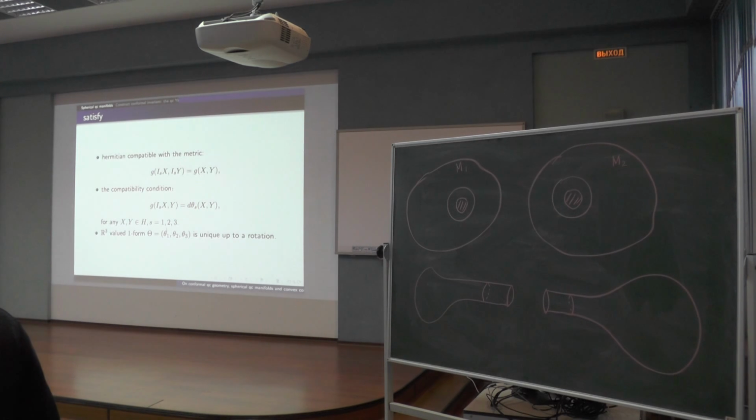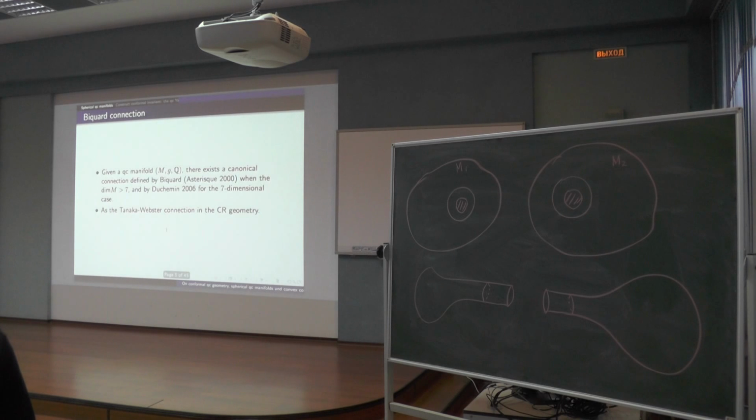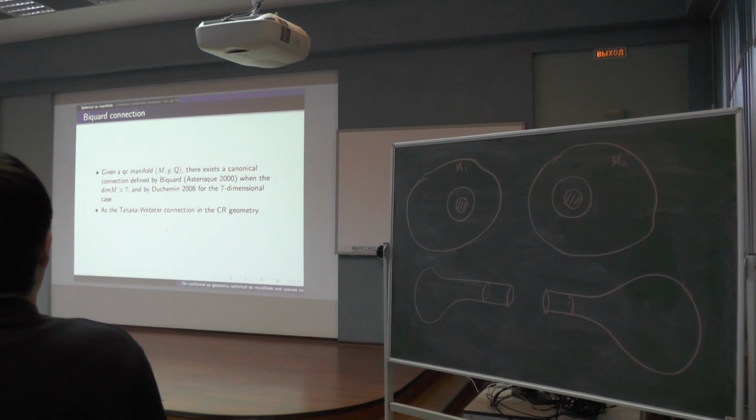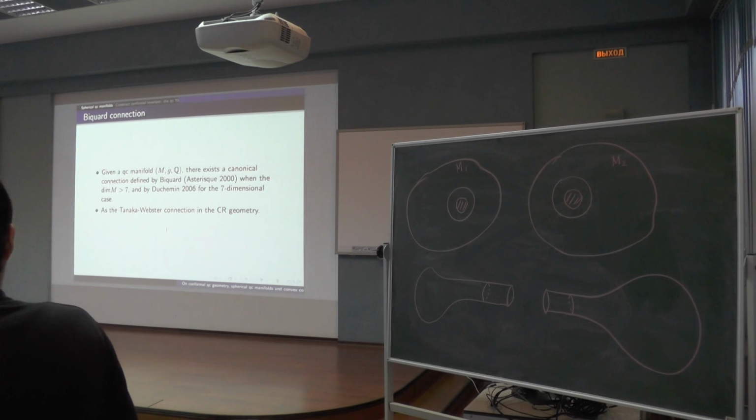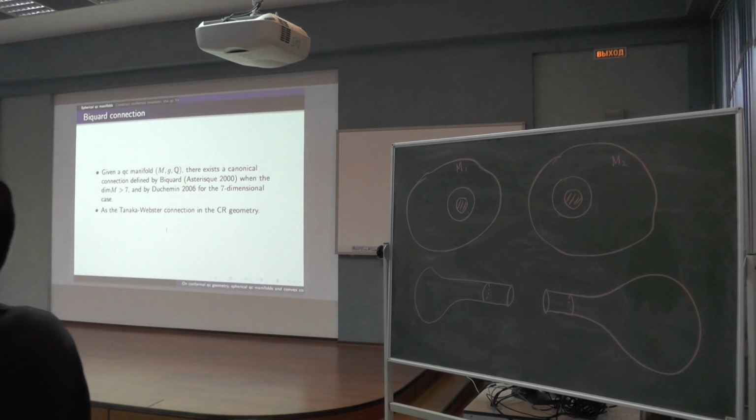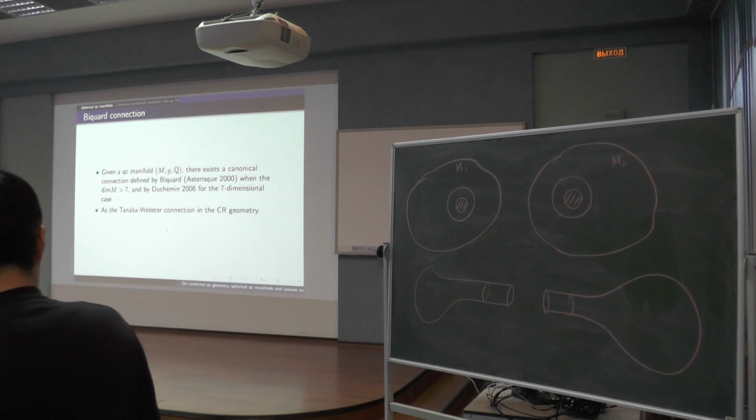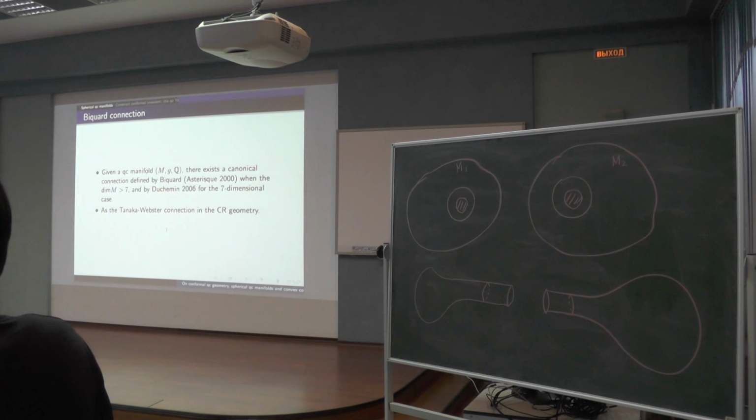So the choice of the one-forms theta is not unique. You can rotate these three one-forms. This notion was introduced by the French mathematician Biquard in the year 2000 from some other motivations. He also proved there exists a canonical connection that will be useful for studying such manifolds, in the higher dimensional case; the 7-dimensional case was proved by Duchemin in 2006. So this manifold is the quaternion version of CR manifolds in complex variables, and we call the Biquard connection the generalization of the Tanaka-Webster connection.